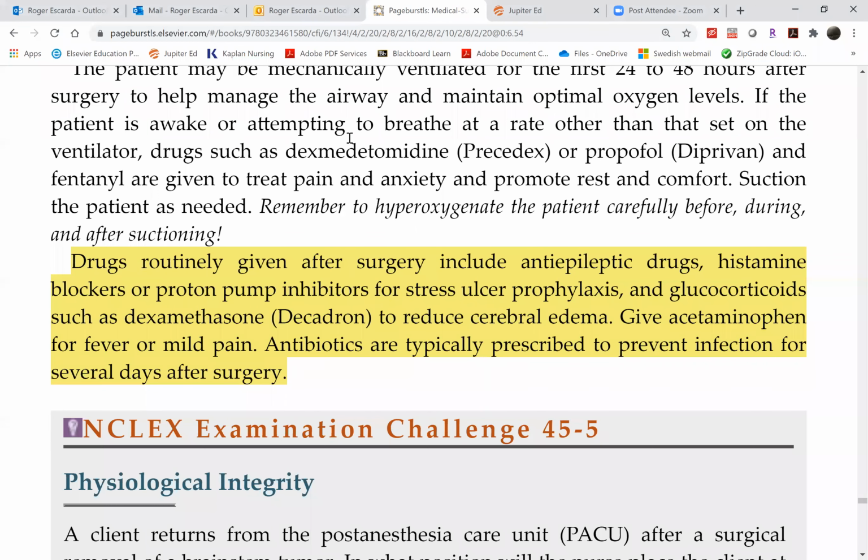Drugs routinely given after surgery include anti-epileptic drugs, histamine blockers or proton pump inhibitors for stress ulcer prophylaxis, and glucocorticoids such as dexamethasone to reduce cerebral edema. Give acetaminophen for fever or mild pain. Antibiotics are typically prescribed to prevent infection for several days after surgery. The drug used for this purpose is levetiracetam or Keppra.